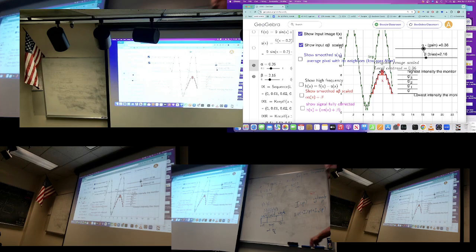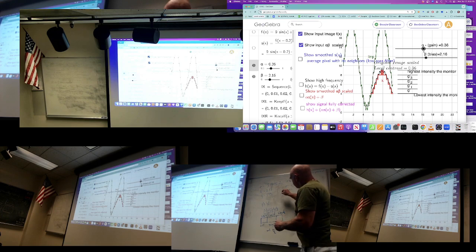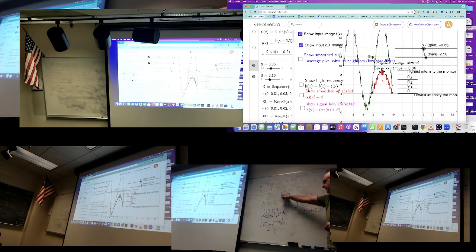I want to know what I have in the image at pixel 1, 1. What's the intensity at pixel 1, 1? I look at the two images that I create. At pixel 1, 1 here, pixel 1, 1 here, sum them up. That's what you'll have at this pixel.